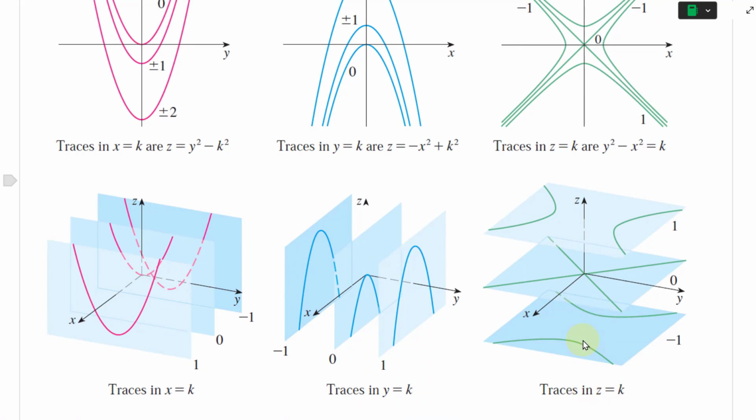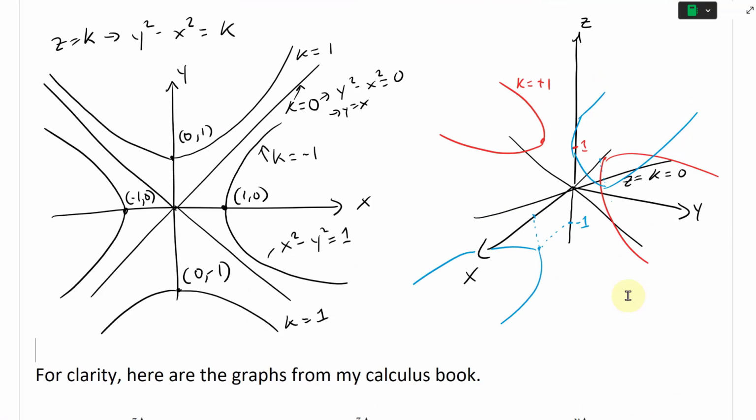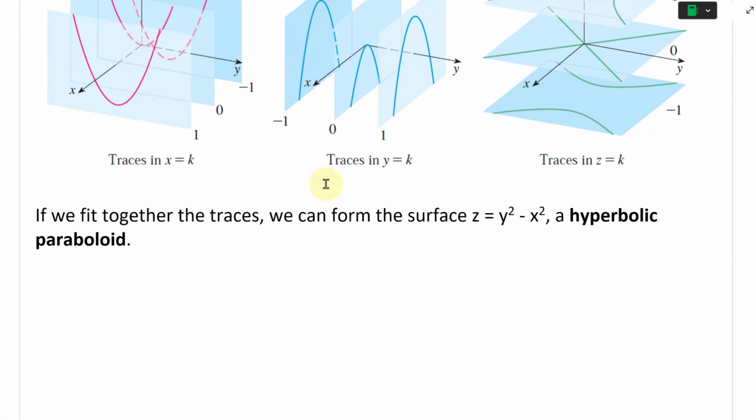So for the traces in z equals k, you have -1 at the bottom. This is the lines at 0, and then you'll have the ones opening up on the y. This is for k equals 1. That's this right here, so compare that with mine. It's very hard to see. This is, again, computer graphics there.